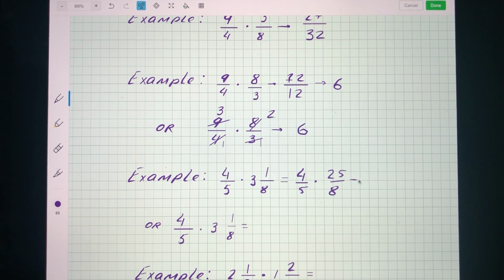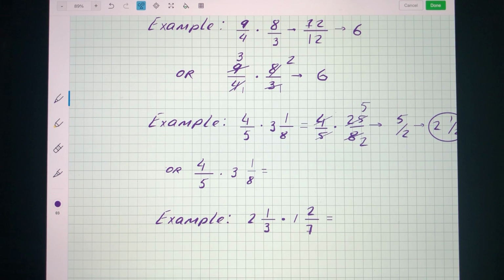Now we can reduce right away, and then we'll know what the answer is. 4 goes into 8 twice, 5 goes into 25 5 times, so the top is 5, the bottom is 2, so we have 5 halves, which is 2.5, or we can say it's 2 1/2, because 2 goes into 5 2 times, that's a whole part, and 1 is the remainder. So this is our final answer.